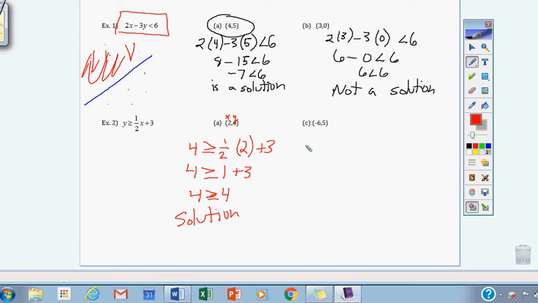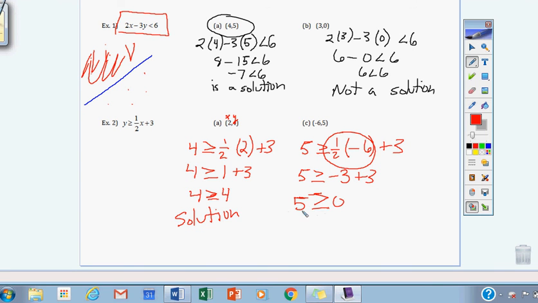Okay, then this one here, we have y value of 5 greater than or equal to 1/2 times negative 6 and then plus 3. So we're asking, is 5 greater than or equal to? Well, this right here comes out to be negative 3. Half of negative 6 is negative 3 plus 3. So we have 5 greater than or equal to 0. Is 5 greater than or equal to 0? I would say it is. So this one is a solution as well. Remember, the concept is not that one works and another one then doesn't necessarily.